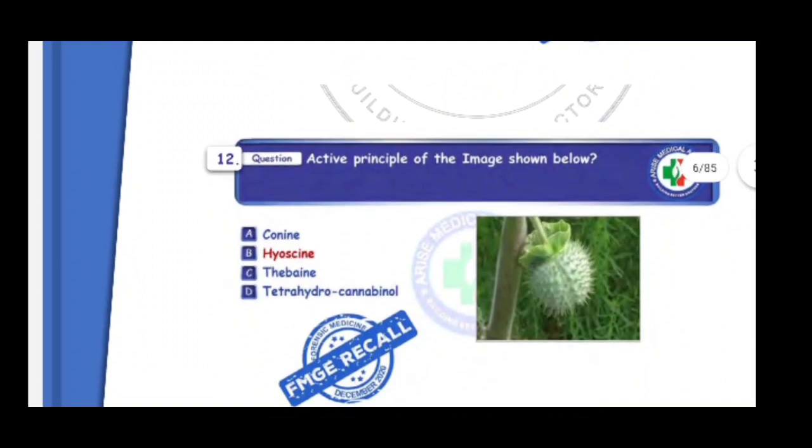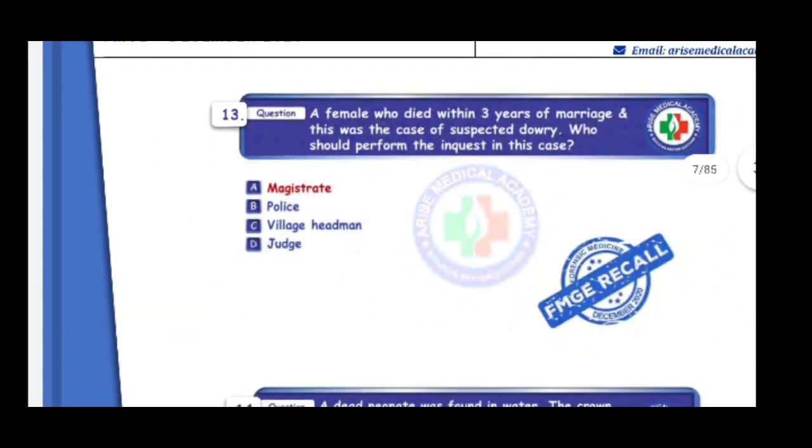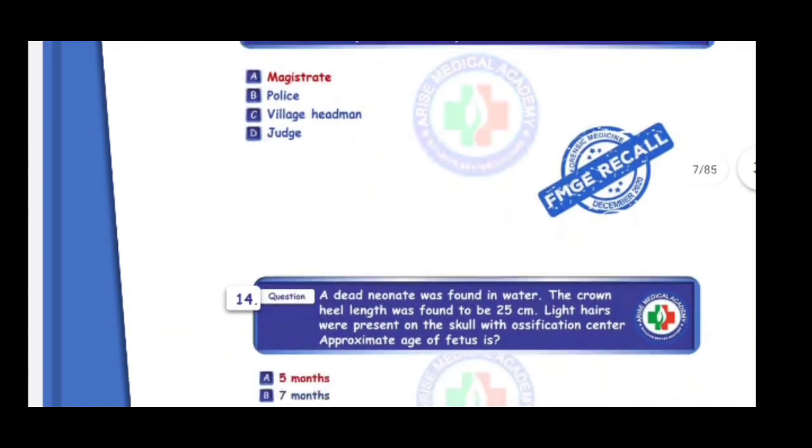Next one, active principle of image shown below. So correct answer is hyoscine. You can say it's a plant of the Dhatura. So hyoscine is the correct answer. Next one, a female who died within 3 years of marriage and this was a case of suspected dowry. Who should perform the inquest in the case? Correct answer is magistrate.